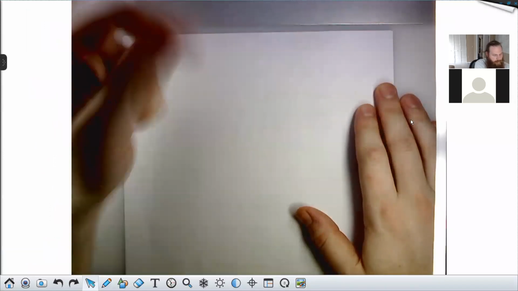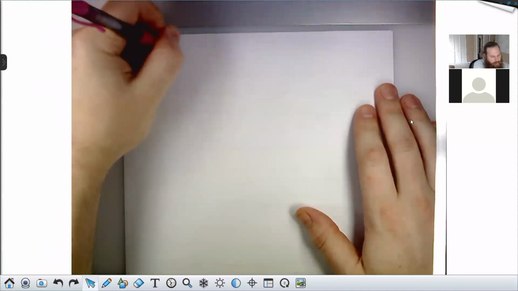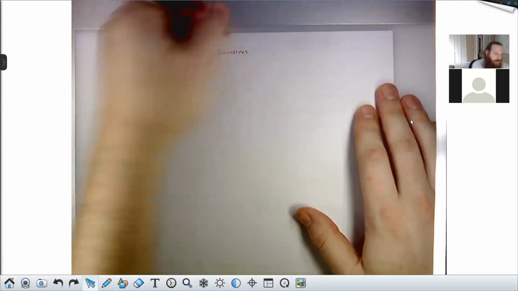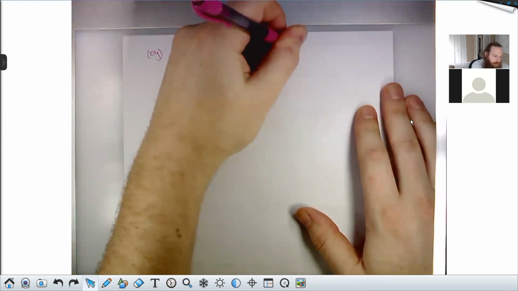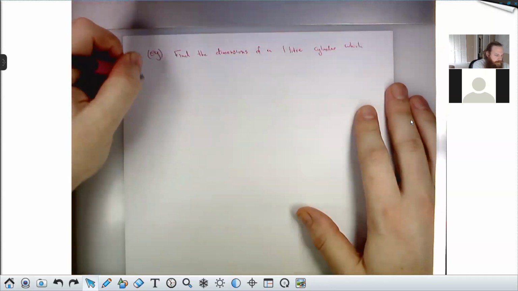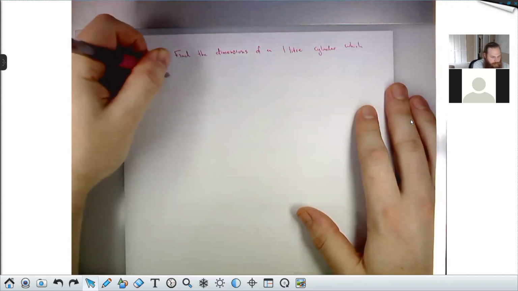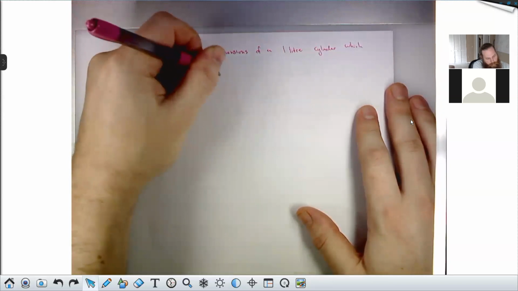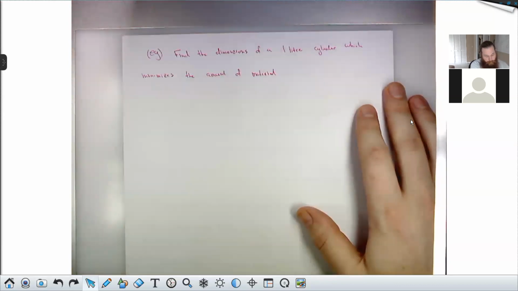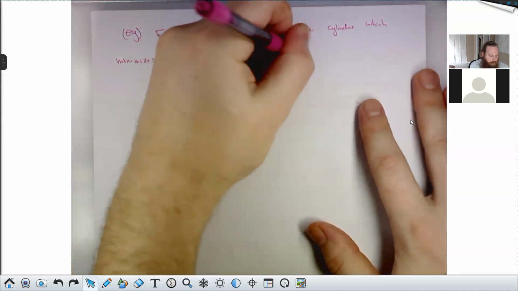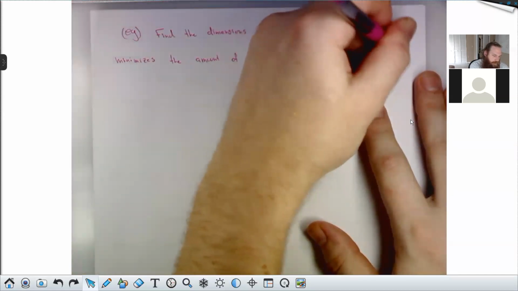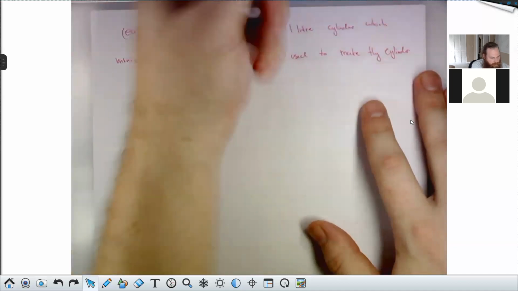So find the dimensions of a 1 liter cylinder which minimizes the amount of material used to make the cylinder. I should say hollow cylinder.